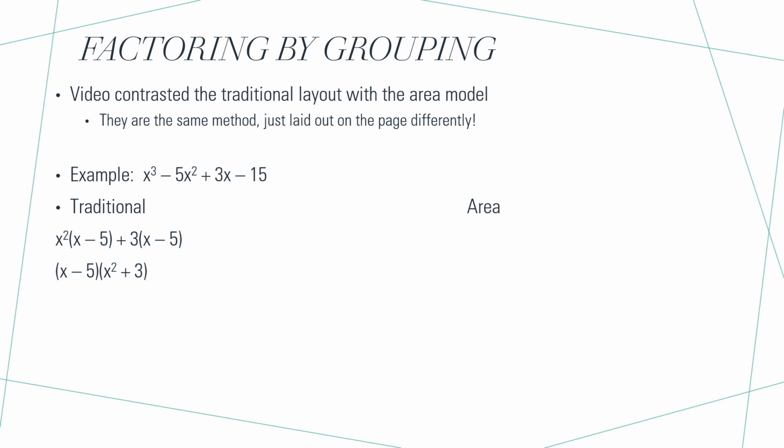So the next thing was factoring by grouping. And when you watched the video for this, the video contrasted the traditional layout with the area model. Factoring by grouping is very trivial with the area model. It does not require a lot, but I did want to show you the traditional layout, which I have over here. They're really the same method. They're just laid out on the page differently.